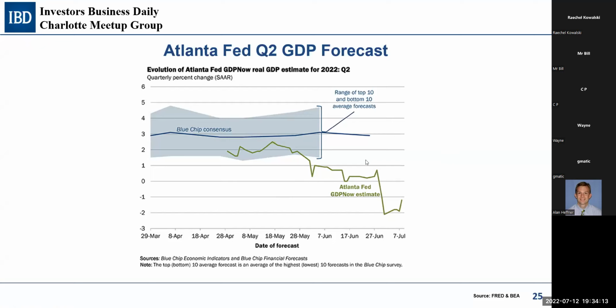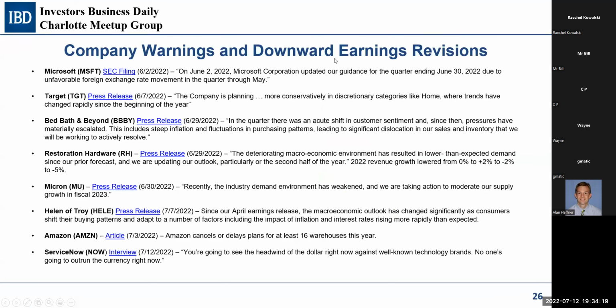And we got plenty of hints about the deteriorating macro environment as well. We got these company warnings and downward earnings revisions, and we'd expect more of these to come. But I just wanted to highlight a few of these that we've noticed and call out some. And what's interesting is the quickness with which every company is saying they notice this. Target says trends have changed rapidly.